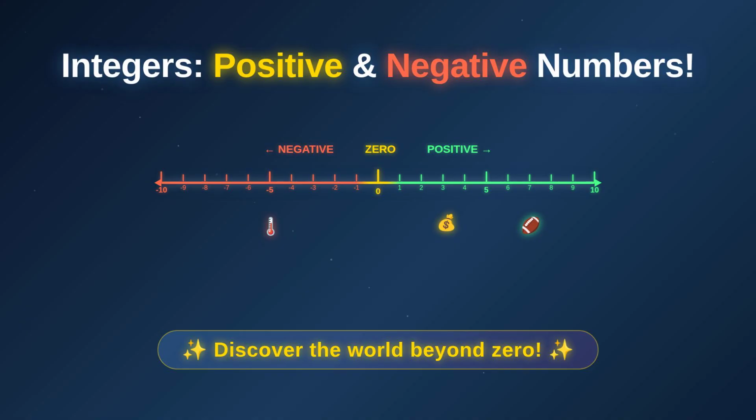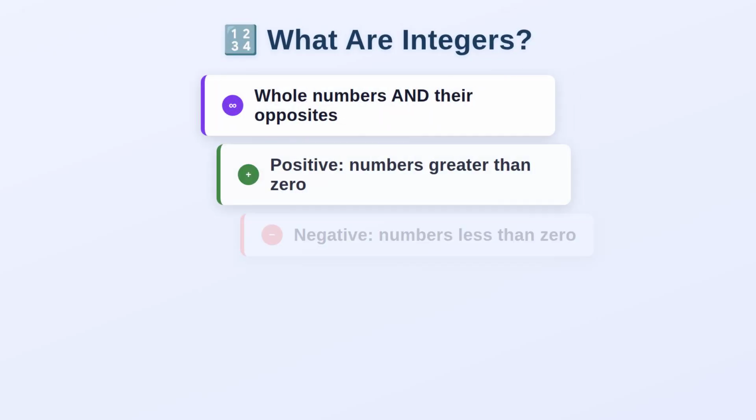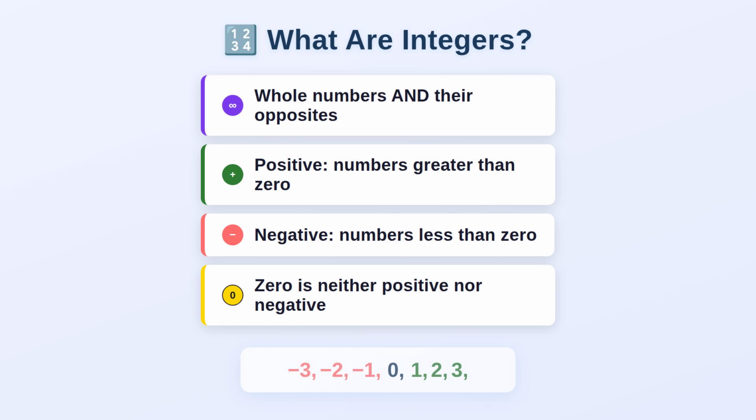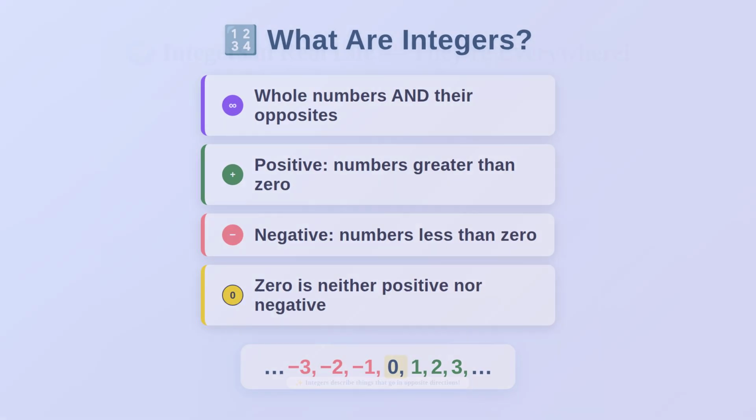Let's dive in. So, what exactly is an integer? Great question. Integers are all the whole numbers, no decimals, no fractions, plus their opposites. We've got positive integers like 1, 2, 3, which are bigger than 0. We've got negative integers like -1, -2, -3, which are smaller than 0. And right in the middle, we have 0, which is special because it's neither positive nor negative. Notice those 3 dots on each end. That means integers go on forever in both directions.